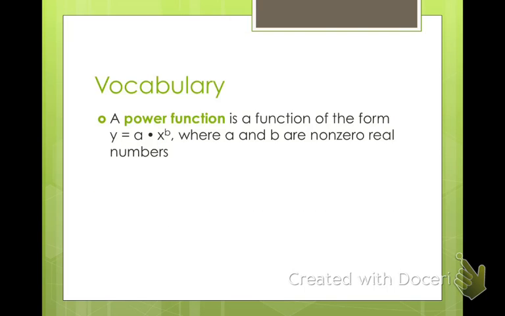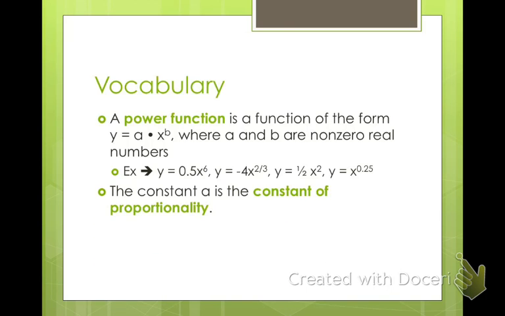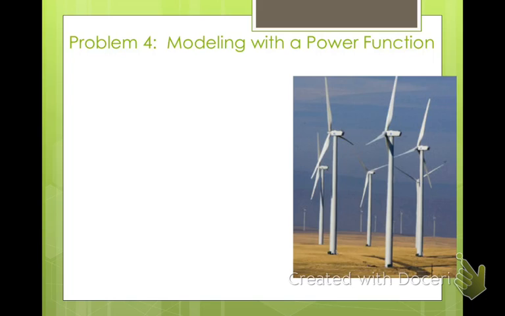Okay, for our vocabulary, a power function is a function of the form y equals a times x to the power b, where a and b are non-zero real numbers. So for example, 0.5 times x to the 6th is a power function because we're taking 0.5 times x raised to a power. And these are all just various power functions. The constant a is the constant of proportionality. We're going to be using that.